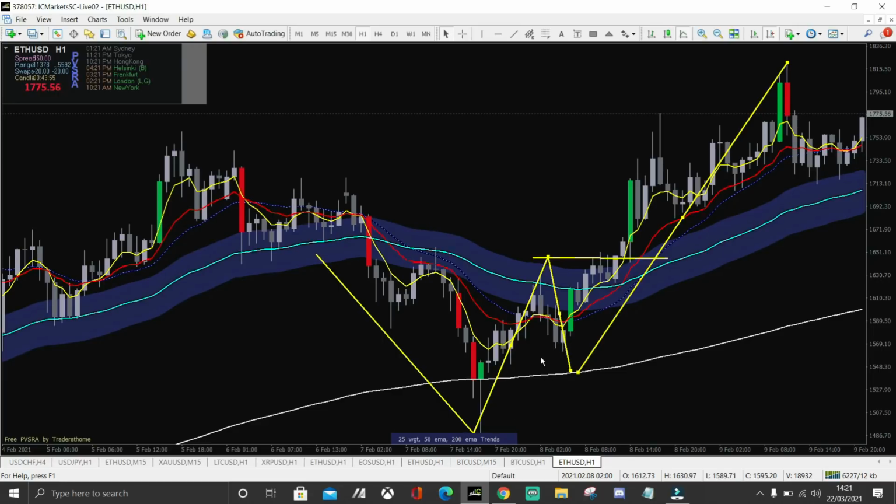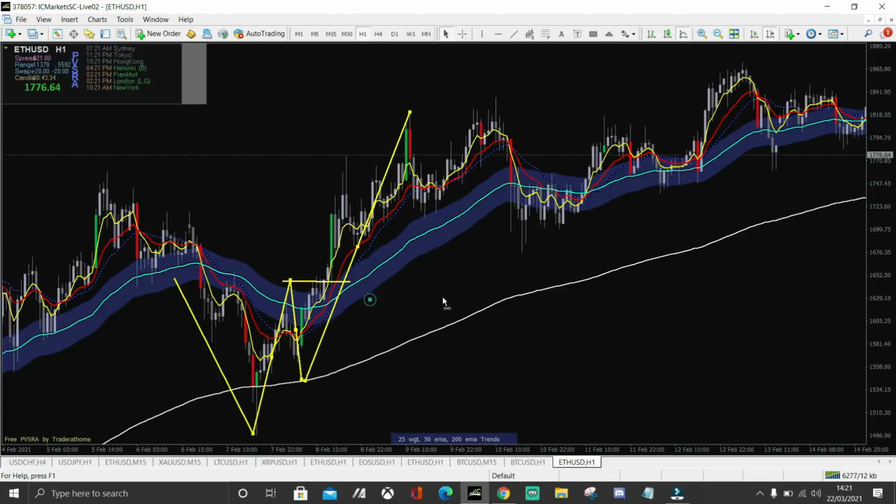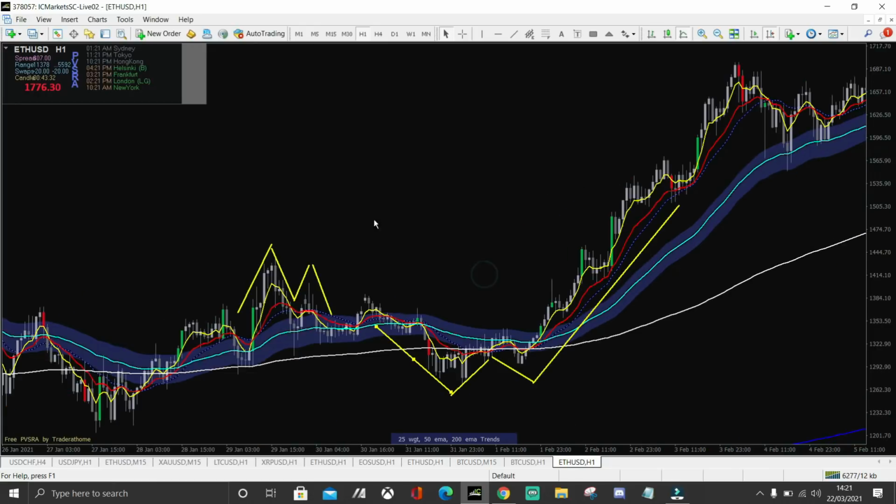Granted, there have been instances where you've seen the second leg take out the first leg, all right? But that is because the market maker wanted to just take out a little bit more liquidity before he started making his move. The only way you can verify whether a second leg is okay for it to succeed the first leg is you look at what the candle does. So, for example, let's go over here.